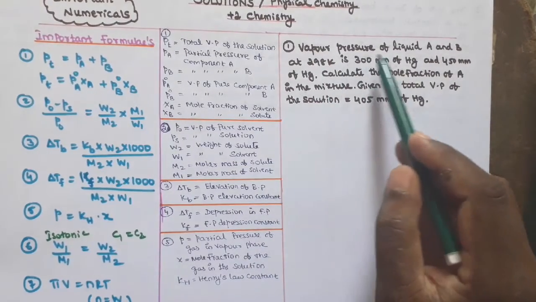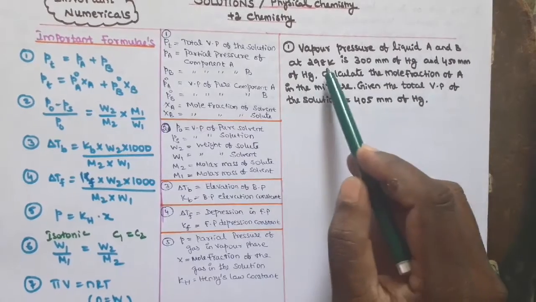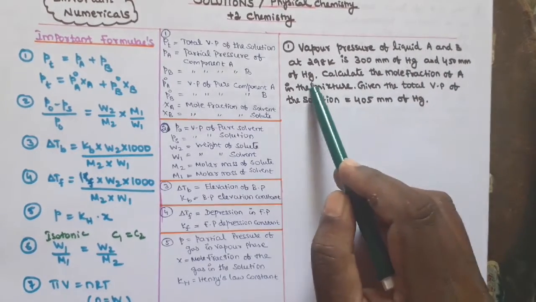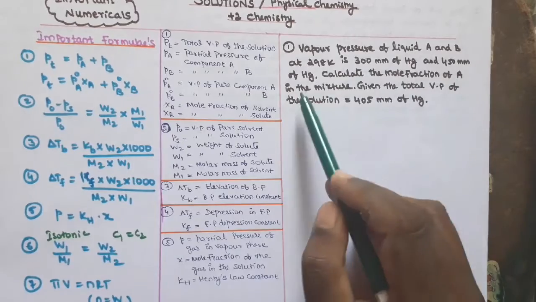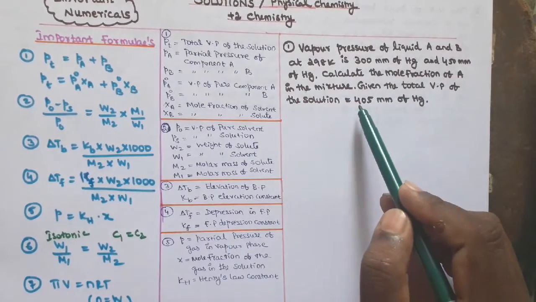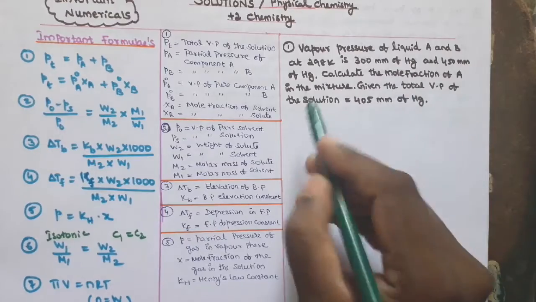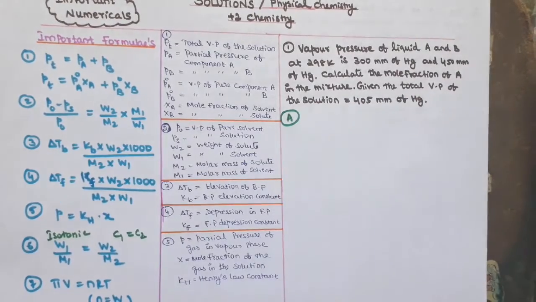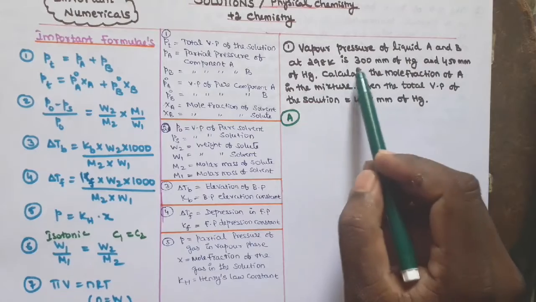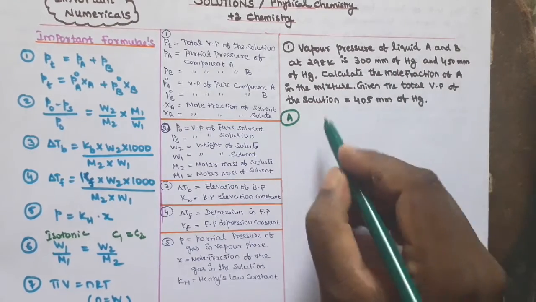Problem number 1. The vapor pressures of liquids A and B at 298 Kelvin are 300 mm of mercury and 400 mm of mercury. Calculate the mole fraction of A in the mixture, given the total vapor pressure of the solution as 405 mm of mercury. Answer: let us write the given data first. The vapor pressures of pure liquid A and pure liquid B.